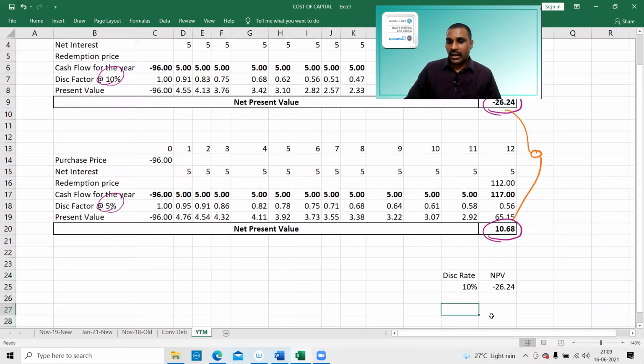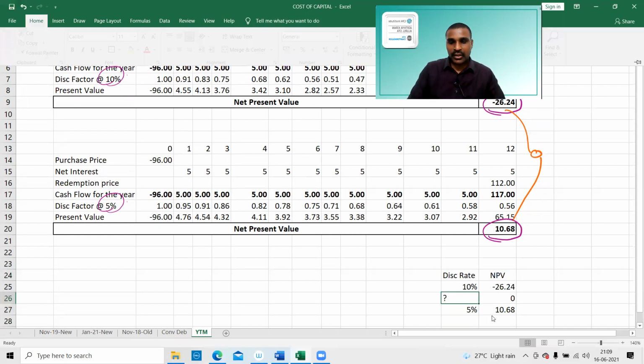Leave one line and write it. At the discount rate of 5%, what is the NPV? 10.68. Now we want the NPV of 0. What is the discount rate at which NPV is 0? This is our question.